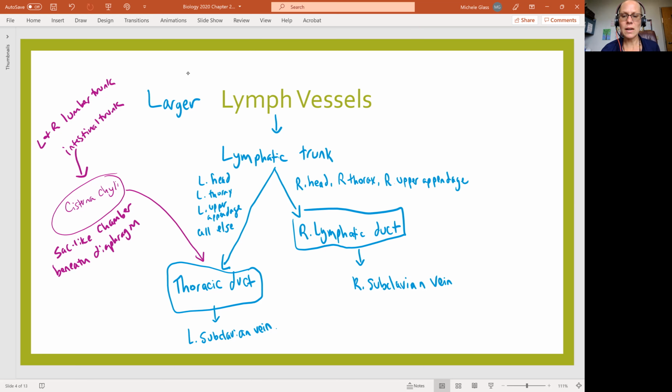The thoracic duct and the right lymphatic duct are hitting into the subclavian veins, right kind of in between where the jugular and the subclavian veins are entering in. So we'll see that in some of our diagrams.